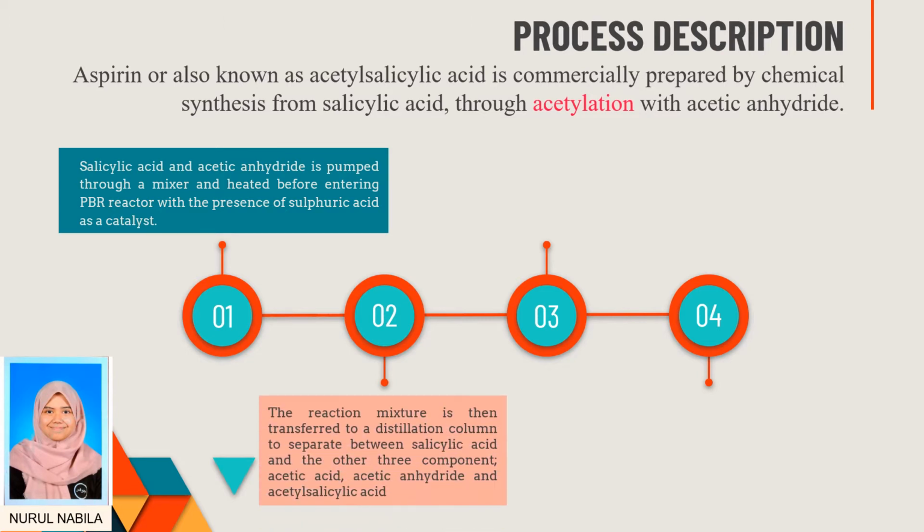The reaction mixture is then transferred to a distillation column to separate salicylic acid from the other three components, acetic acid, acetic anhydride, and acetylsalicylic acid, according to their respective boiling points. Salicylic acid will 100% come out from the bottom feed and be treated as waste, while the top feed will produce acetic acid, acetic anhydride, and acetylsalicylic acid. 100% efficiency of the distillation column is assumed.